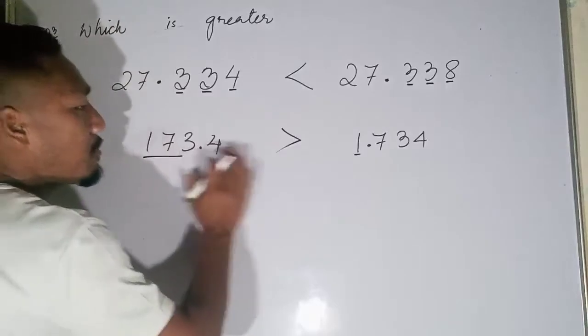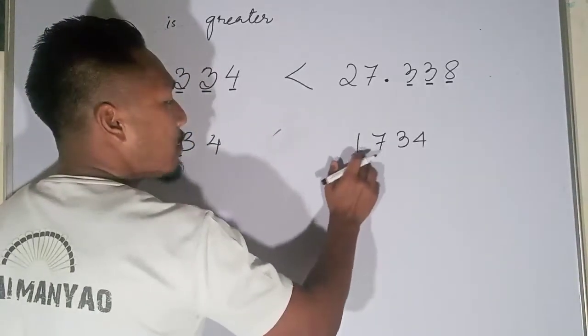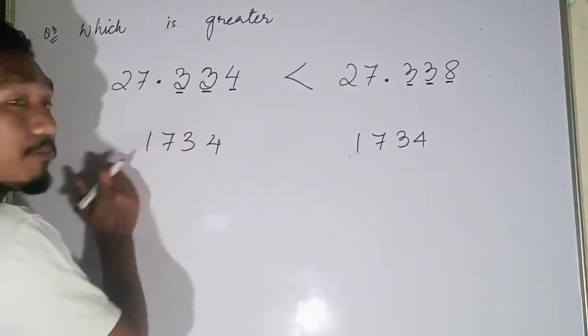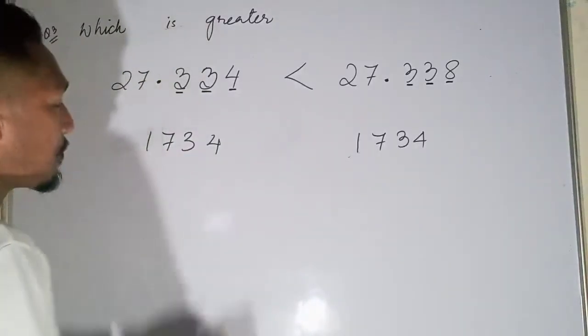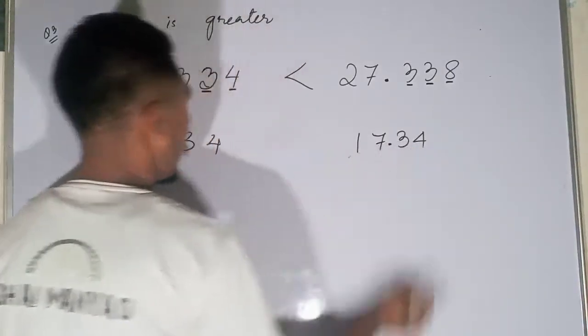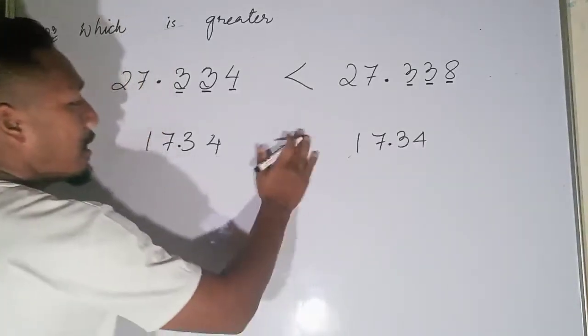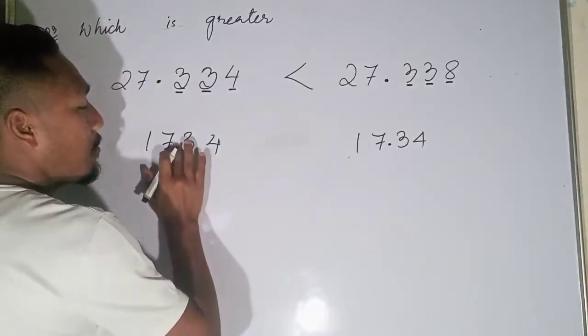Now we will shift the point again here. If I shift the point here again, which one is greater? Obviously both of them are equal. Now if I write these numbers again, both of them are equal.